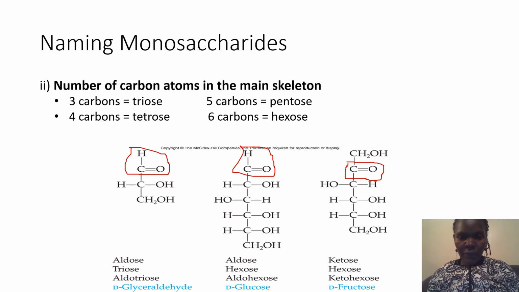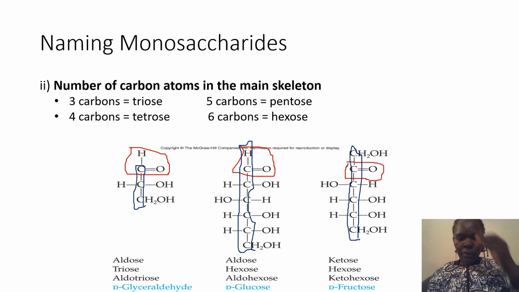So that is the functional group, and in blue is the number of carbon atoms in the main skeleton. So we call it an aldohexose, an aldohexose, an aldotriose. So that is the criteria for naming.